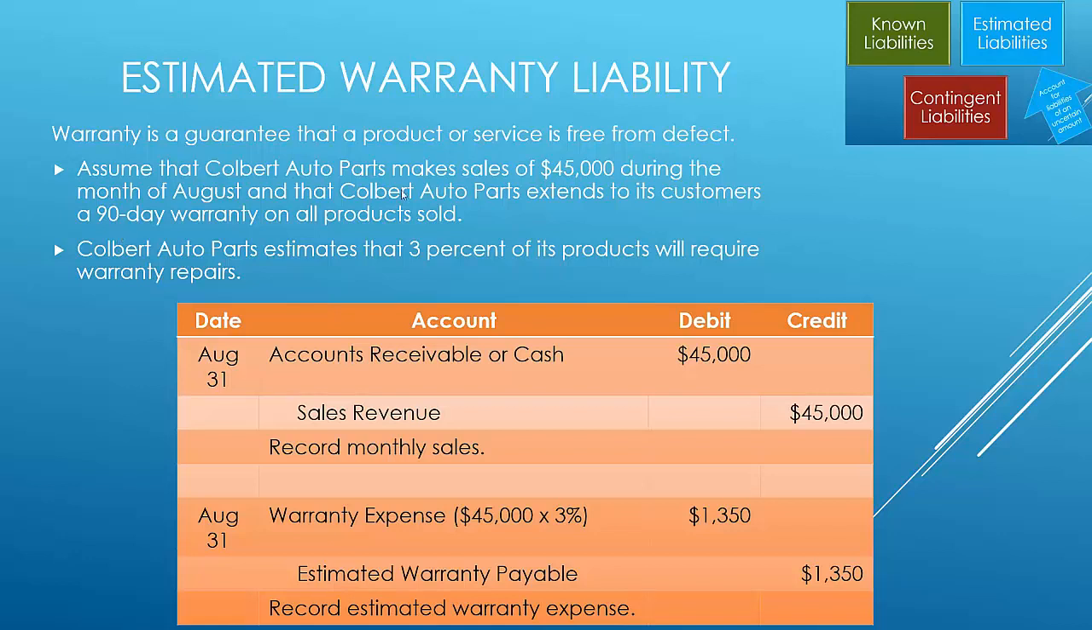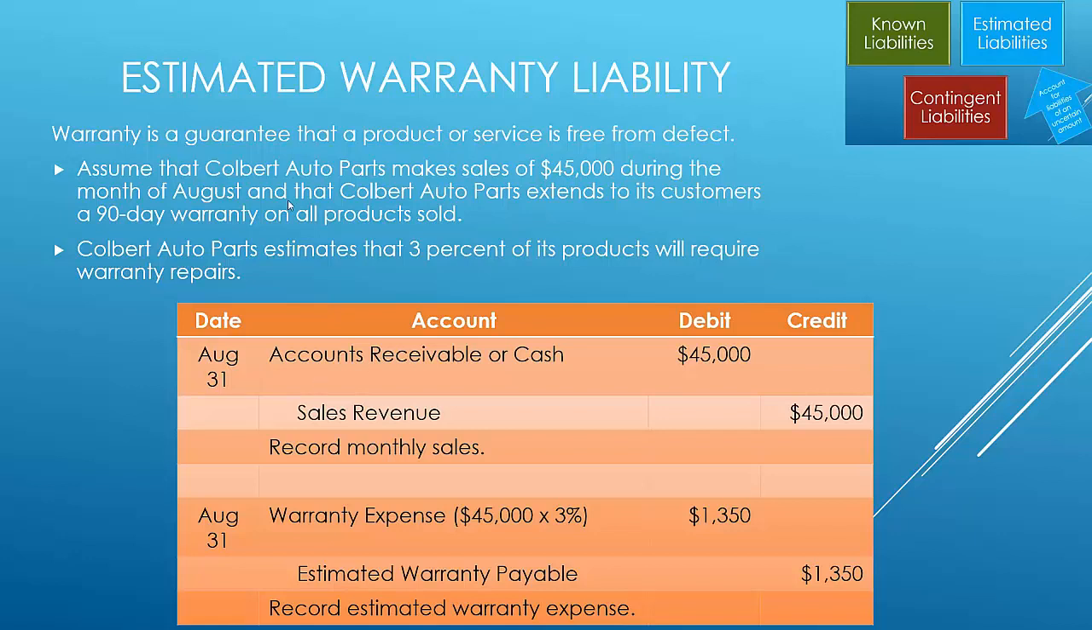So in the example I give you here, there's an auto parts store and they make sales of $45,000 during the month, and they extend a 90-day warranty on all their products. So they estimated that 3% of its products will require warranty repair. Now, where'd they get the 3%? Well, like I mentioned before, they might get that from the history that they've had over the years. And so when you do a problem in this class, you will be given that percentage that they think will be needing repairs.